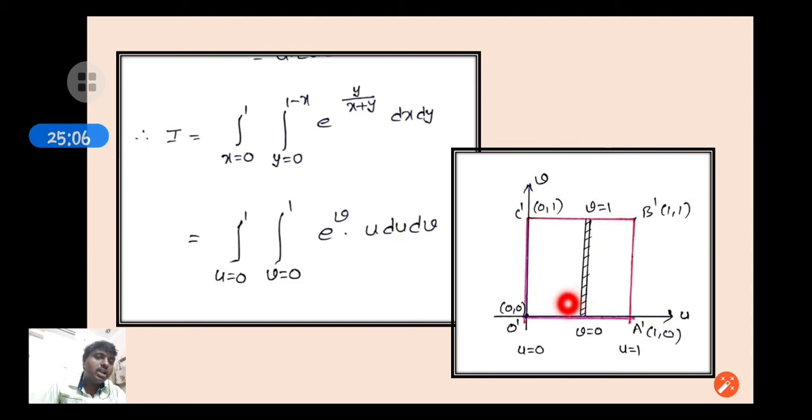For this one I am writing the limits here. Your u is varying from 0 to 1. So that's why I am writing u limits: u is equal to 0 to 1, and v limits. v is from lower curve to upper curve, v is equal to 0 to 1. So this is the way we can write the limits for uv.